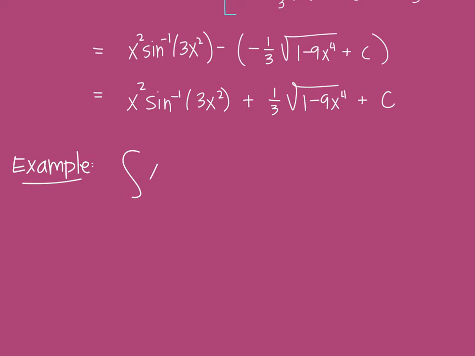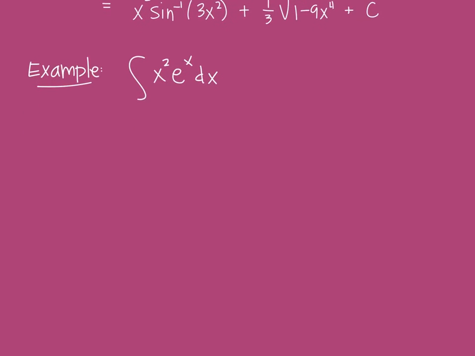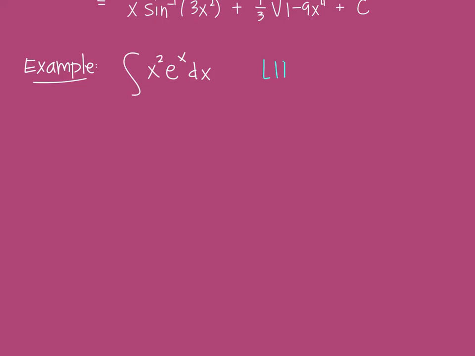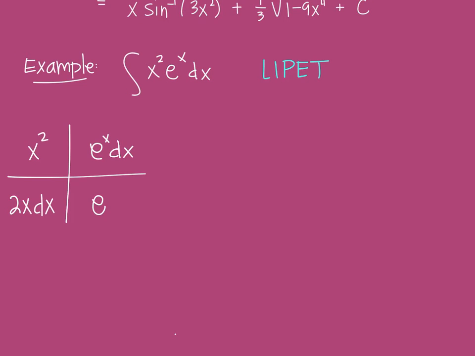All right, let's try x squared e to the x dx. And we apply the LIPET hierarchy. Polynomial beats exponential. So x squared is our choice. And then everything else, e to the x dx, is left. We do the differential, 2x dx, and the antiderivative, e to the x. So everything looks pretty good so far.